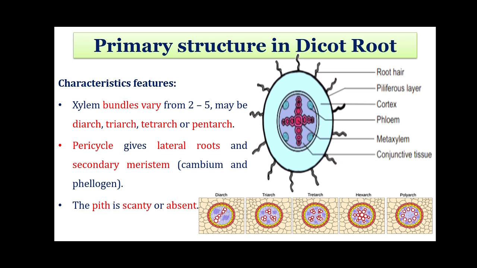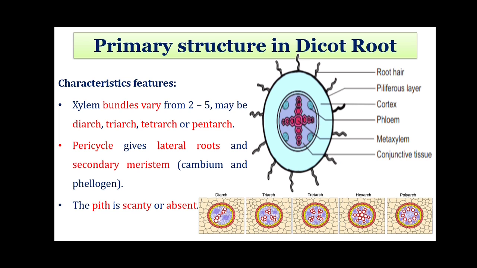Now let's see the primary structure of root in case of dicot. The general features are that xylem bundles vary from 2 to 5, so it may be diarch, triarch, tetrarch or pentarch. The number of xylem units determines the terminology, whether it is diarch, triarch, tetrarch or pentarch. In the image below you can see diarch means having 2 units. The red color cells indicate the xylem. Triarch shows 3 units, tetrarch shows 4 units, and likewise.